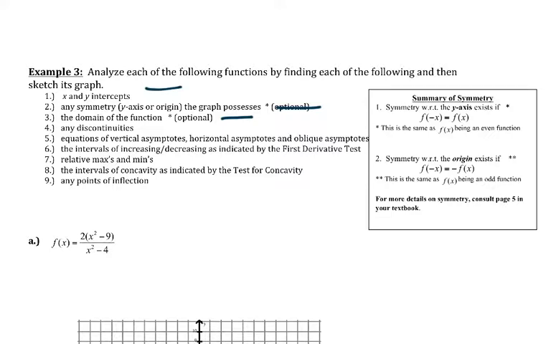Number 4 is discontinuities. It's important that we know if there is any break, any jump, any hole, any vertical asymptote. And then we also check for horizontal asymptote and oblique asymptote, which we have not gone over, but I'm hoping that if there is time, we can talk about oblique asymptote and use long division for it. Then recall that we also need to know which intervals are increasing or decreasing by using the first derivative test, and determine relative max, relative min, concavity, and point of inflection.